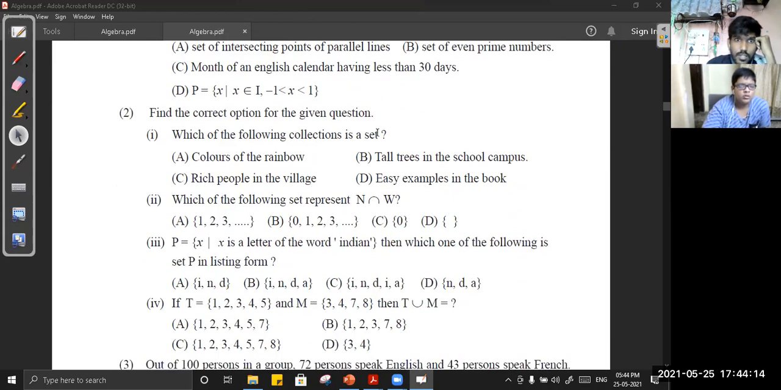Second one, find a correct option for the given question. Which of the following collections is a set?